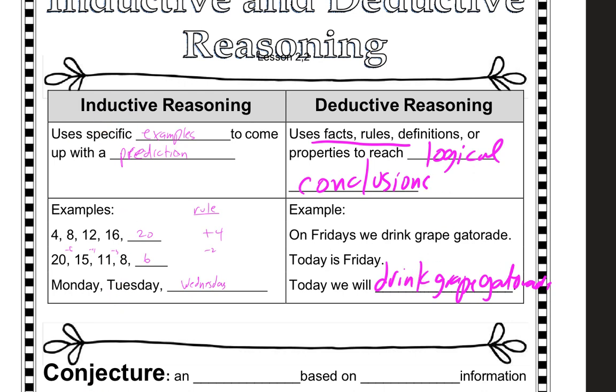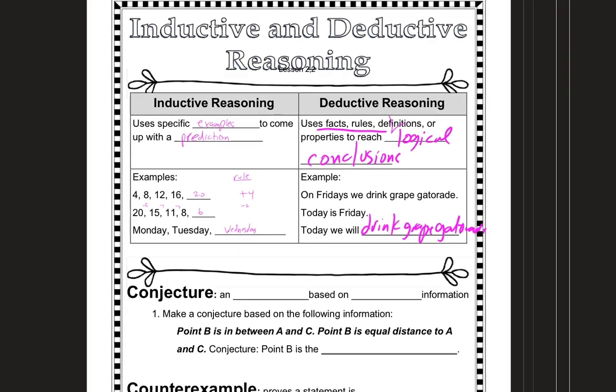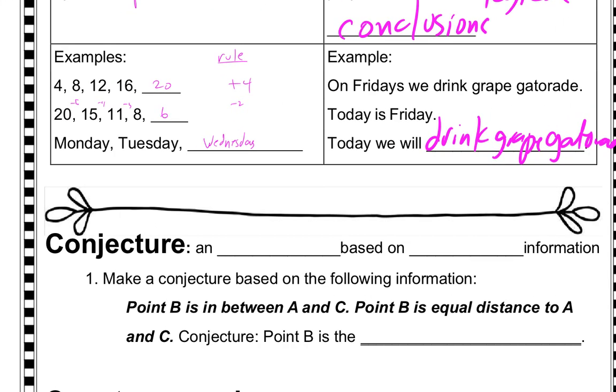All right, so next, conjecture. Okay, what is a conjecture? Okay, a conjecture is an educated guess, so not just a guess, but an educated guess based on known information. So we can only go off what we know. Okay, so make a conjecture based off the following information. Point B is in between point A and C. Point B is also equal distance to A and C. So what kind of educated guess can we use based on the known information?